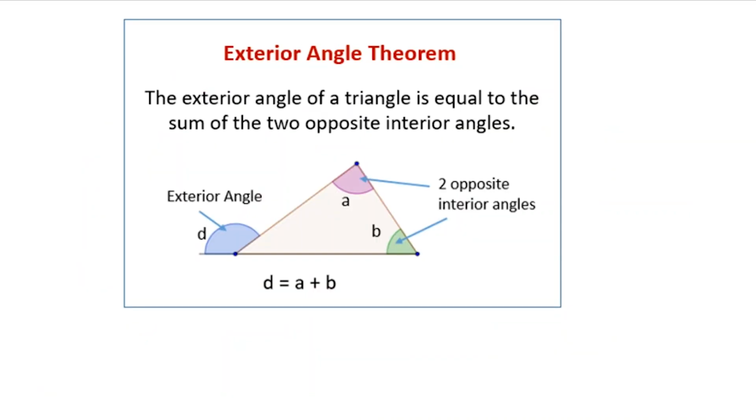Right. Lastly, we'll be talking about exterior angle of a triangle. What does it say? An exterior angle of a triangle is equal to the sum. Remember the word sum, it means plus of the 2 opposite angles. It means when I add A plus B, it's equal to D.